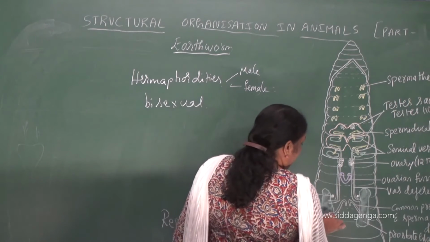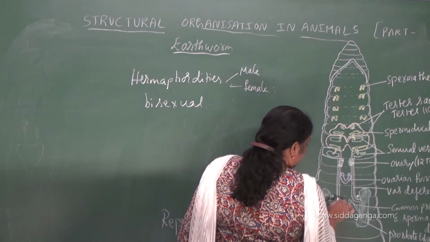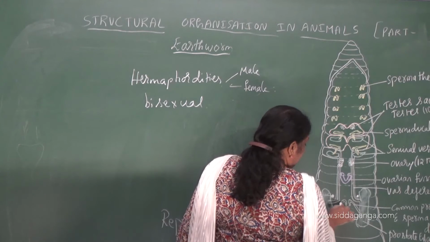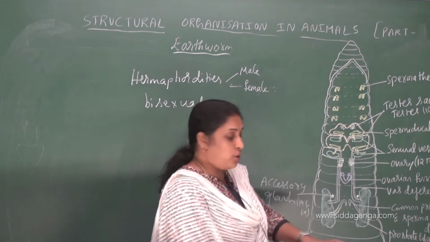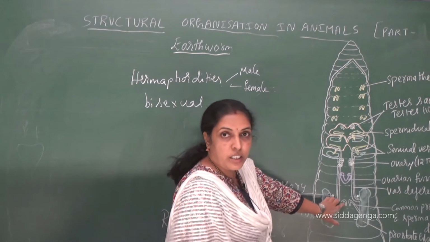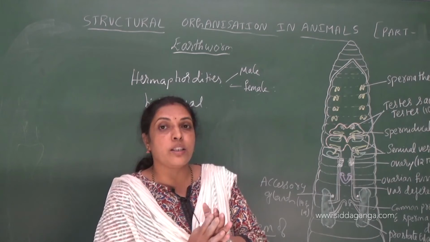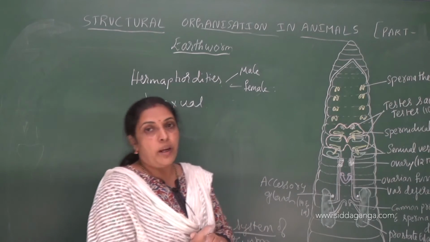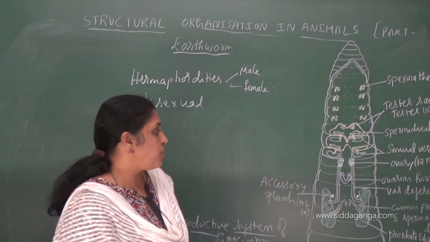From the prostate gland again one duct comes. So there we see the joining of both the vas deferens and the prostatic duct. That's where the common prostatic and spermatic duct is seen. That opening is seen in the ventrolateral side of the 18th segment. That is about the male reproductive system of cockroach.